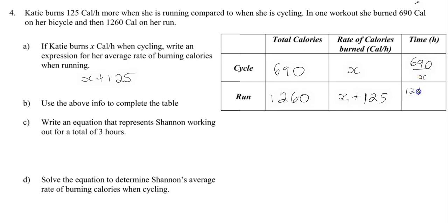It's the total calories divided by the rate at which the calories are burned per hour that gives you the total number of hours. What if she works out for a total of 3 hours? Well, then that is 690 over X plus 1,260 over X plus 125 equaling 3. Okay, it says solve the equation.